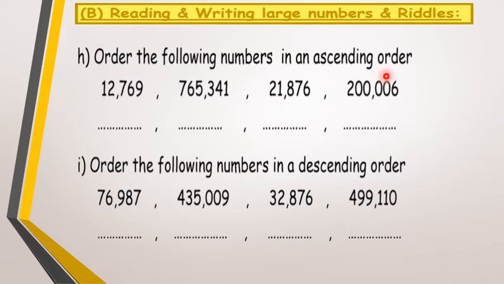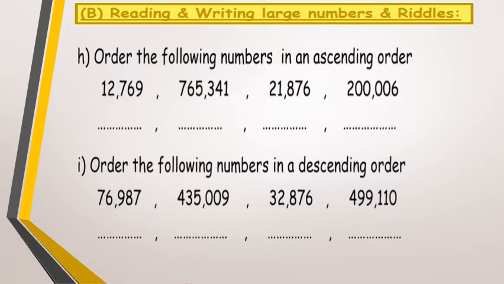I want to arrange these numbers ascendingly. So I will start from the smaller number. Let's count the digits of every number. 5, 6, 5, 6. So I would start with this or this number.